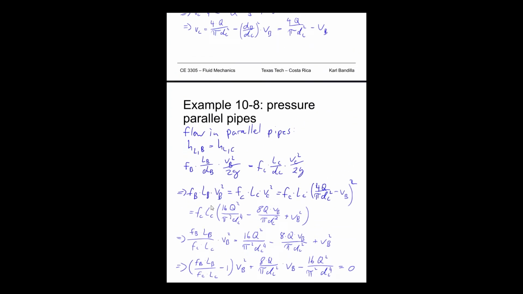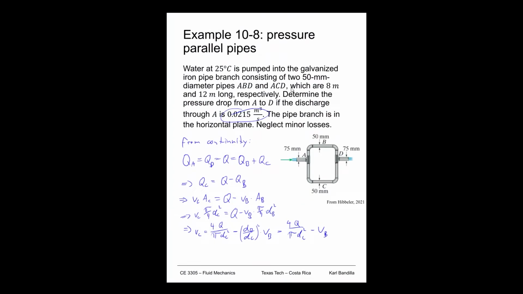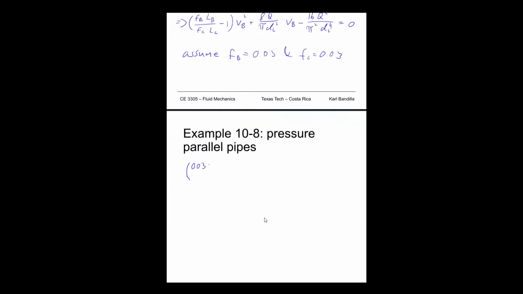So what would that look like? That would look like FB was 0.03. Then the length of LB, says up here, ABD is 8 meters. The other one's 12 meters. Times 8 meters, divided by 0.03 times 12 meters. Minus 1. Let's not forget that.